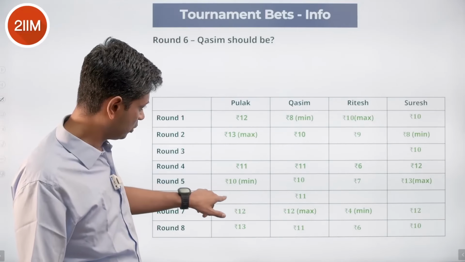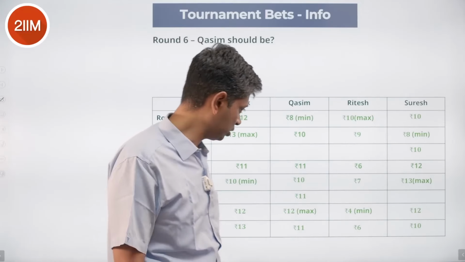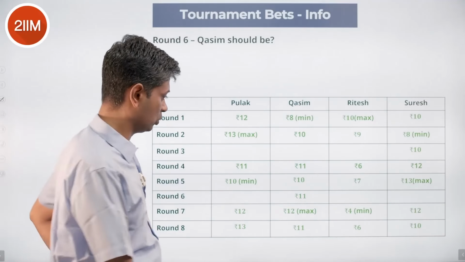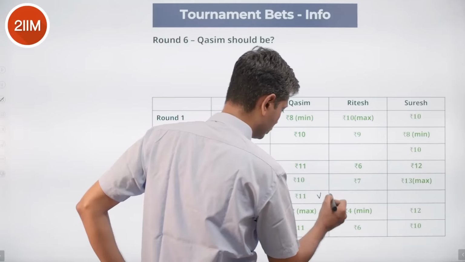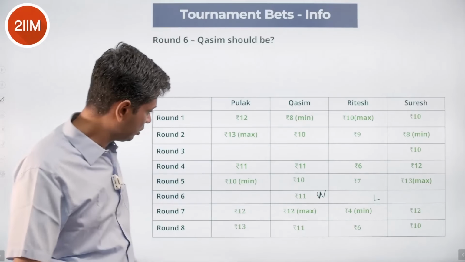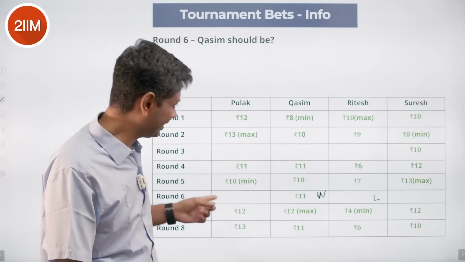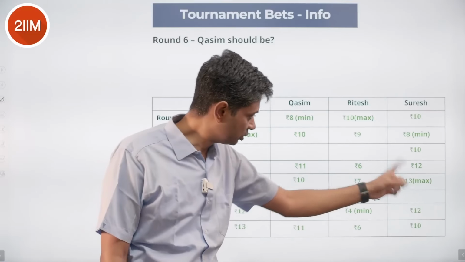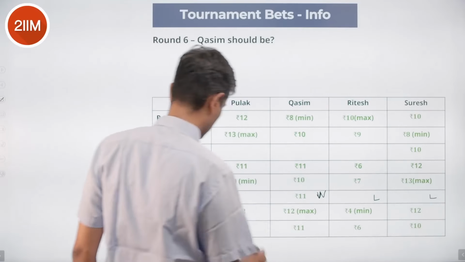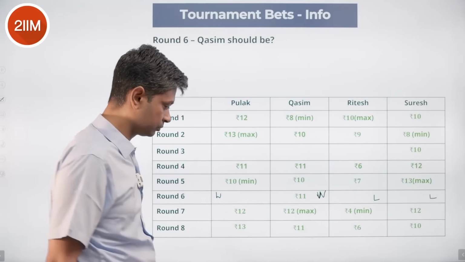It could be a victory here and a loss here, or this cannot be a loss. So this was a victory, win and loss. Can these two have been drawn? Can be 10 and 13. That's not possible. So this here should be a loss, and this here should be a win.